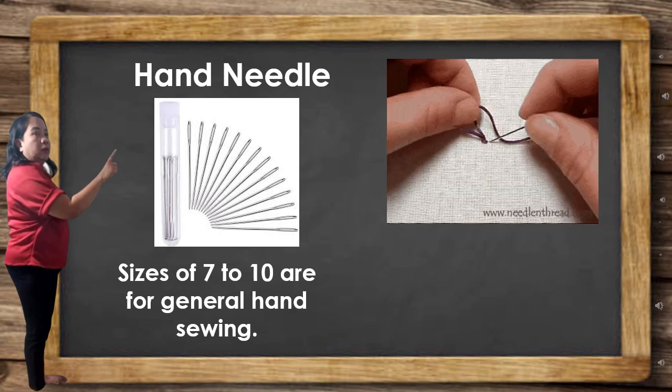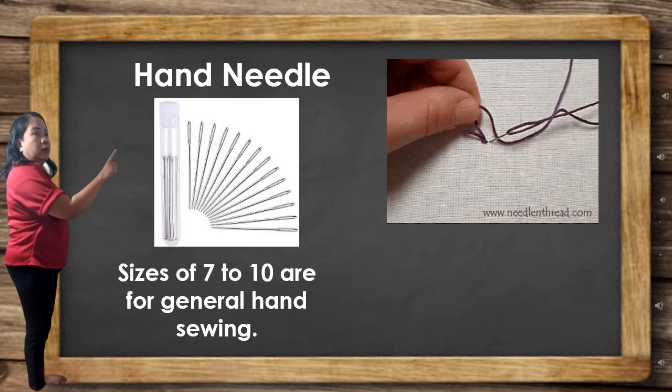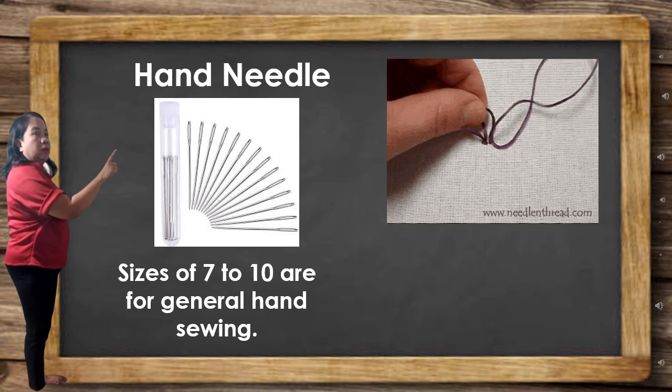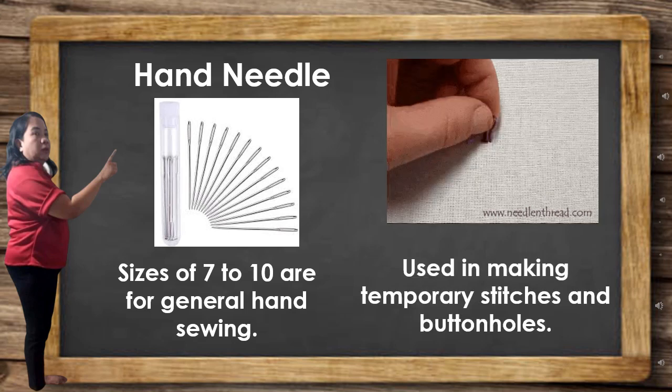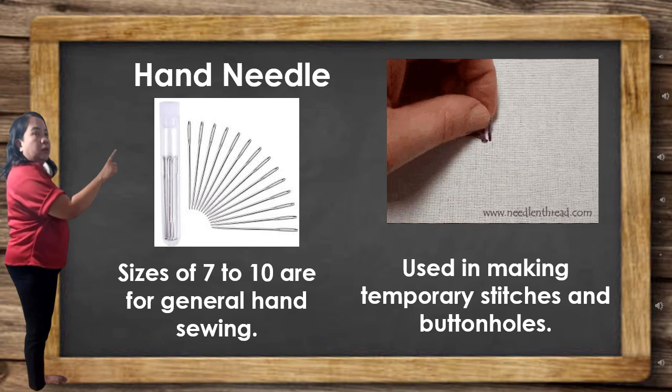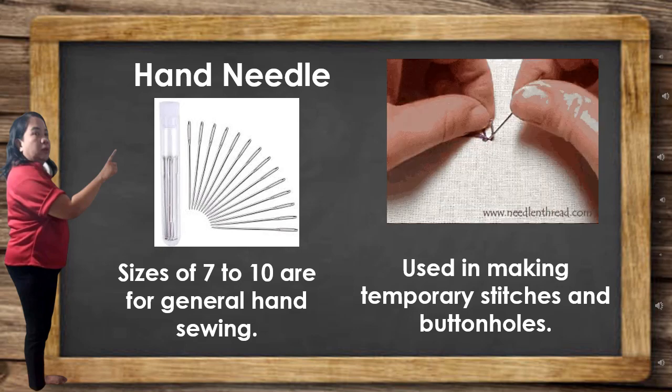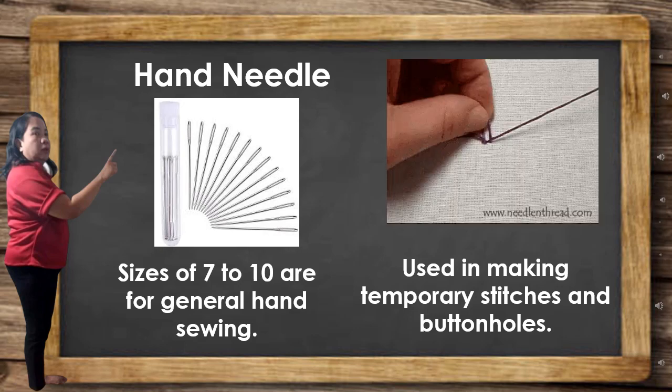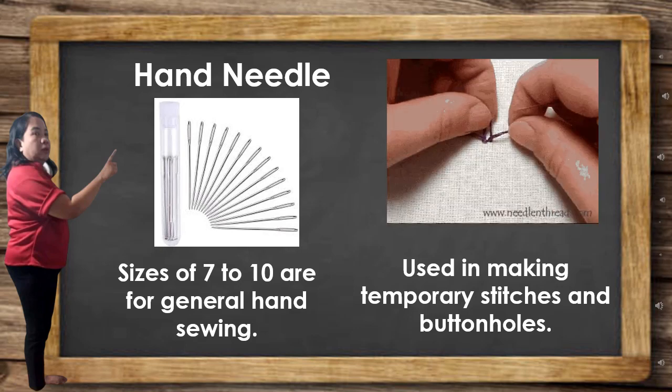Sizes of 7 to 10 are for general hand sewing, used in making temporary stitches and buttonholes. The size of the hand needle will depend on the size or thickness of the fabric you will use.